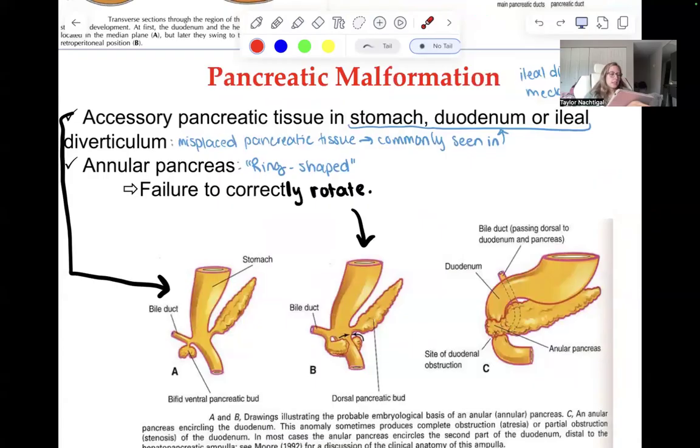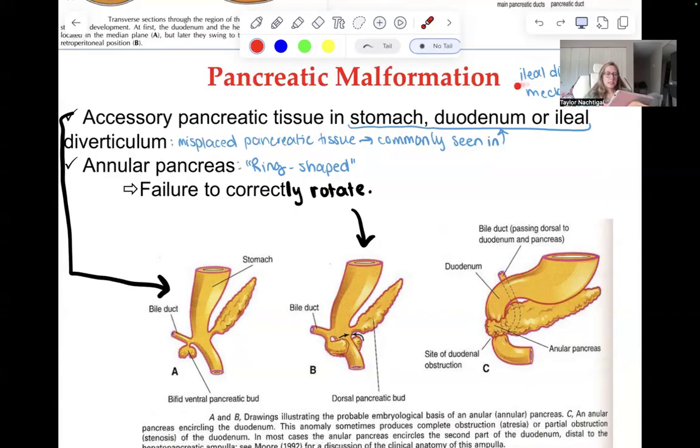We also can see accessory pancreatic tissue sort of moving where it shouldn't be. Because we have these two little buds and because this bud has to move, sometimes this tissue migrates to places that it shouldn't be. So you can see pancreatic tissue in places like the stomach, the duodenum, or the ileal diverticulum.